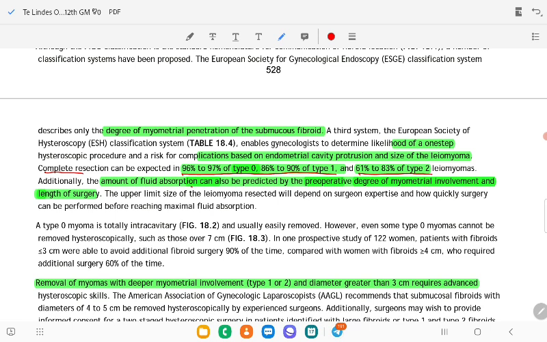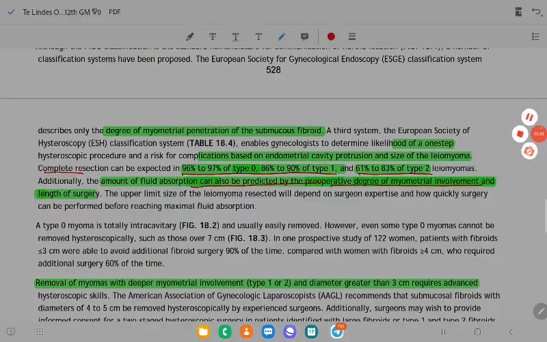Additionally, the amount of fluid absorption can also be predicted by the degree of involvement and the duration of surgery, which will determine how much fluid absorption takes place during the surgery.